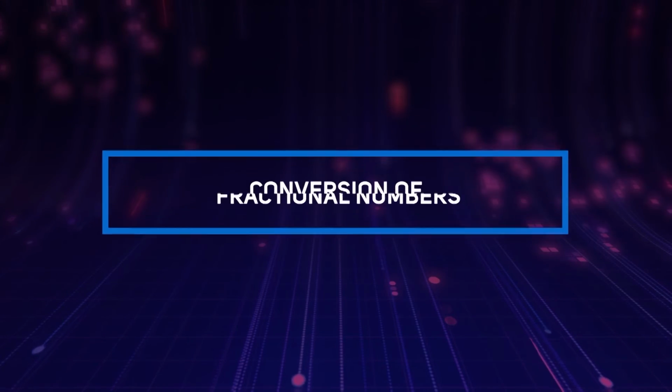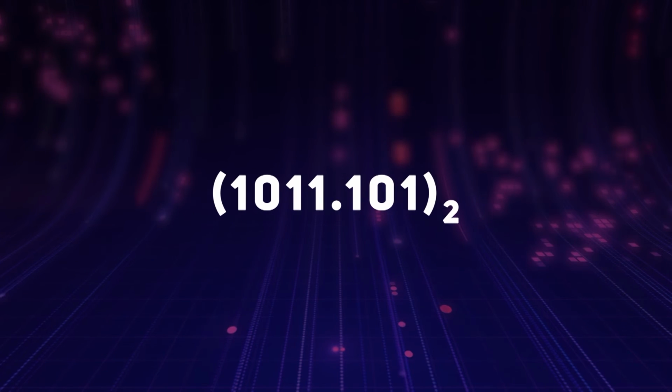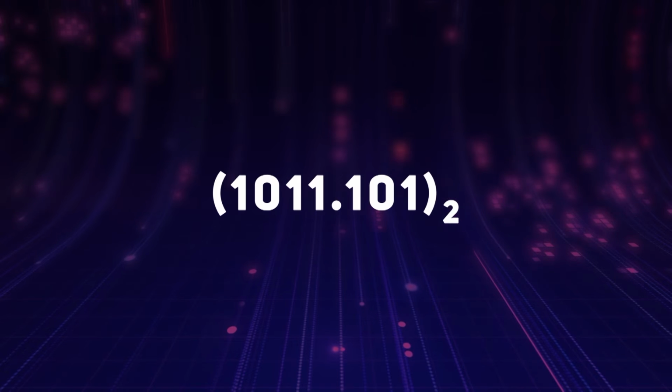The next topic is conversion of fractional numbers. Let's learn how to convert any fractional number with base r to decimal. Let's first consider a binary number. Find the decimal equivalent of the binary number 1011.101 to the base 2.